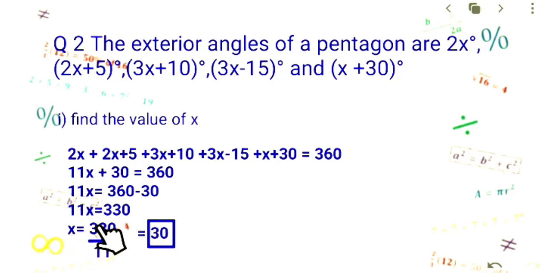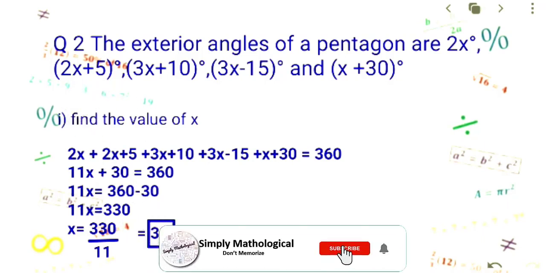Then x is equal to 330 divided by 11, because 11 was being multiplied on this side. Then we took it to the other side, it divided the number, and the answer was 30. So the value of x was equal to 30. And these are the exterior angles. We can easily calculate their values by plugging in the value of 30, but we are not asked about this in this question, so we'll leave the value up till here.